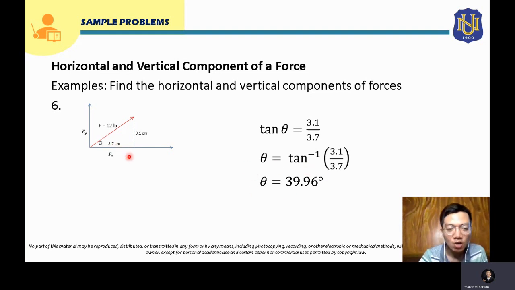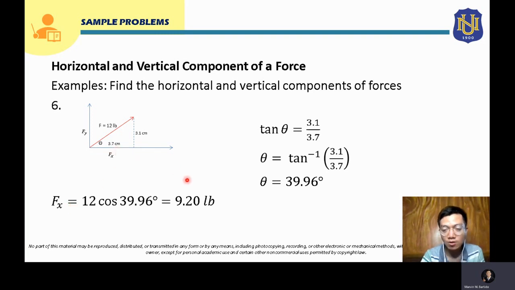After solving the theta, we can now solve for the horizontal component of F and the vertical component. For the horizontal component, that will just be F times cosine theta. Your theta will be 39.96 degrees and your F will be 12. Inputting that in your calculator, that will be 12 cosine 39.96. That will give you 9.20 pounds. So that will be the horizontal component.